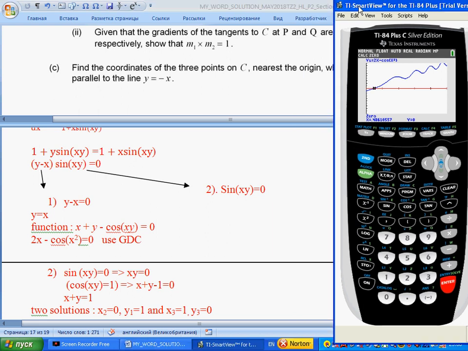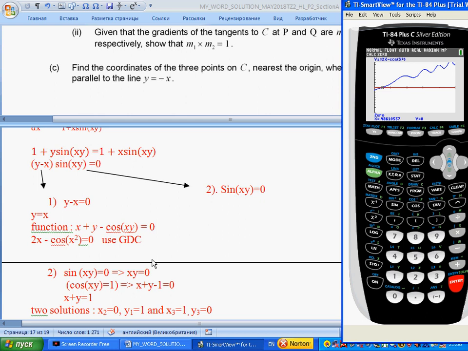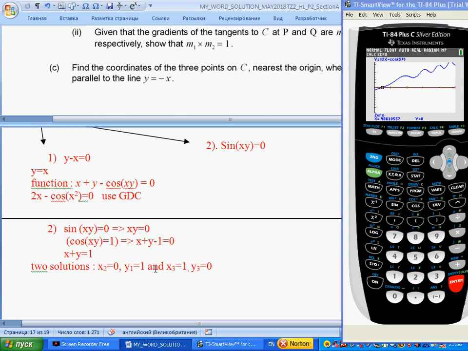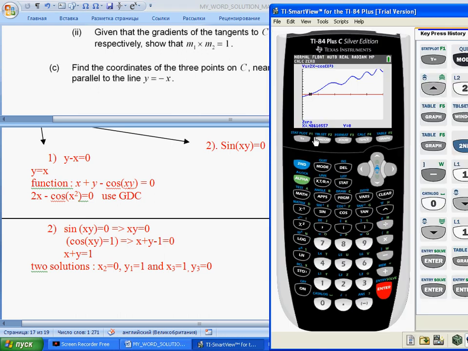And then going to the second branch, we get xy equals 0. So either y equals 0 or x equals 0. So we have three solutions. One solution we got from the graphic calculator, 0.486 something. And y equals x, so the same value for y and x.